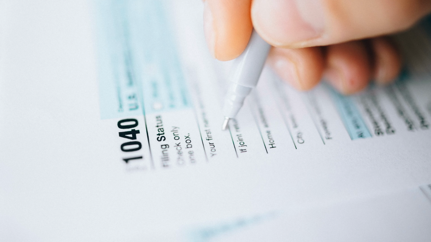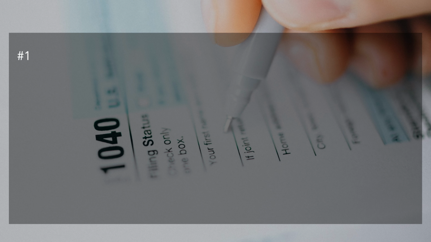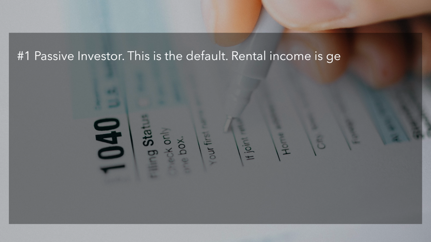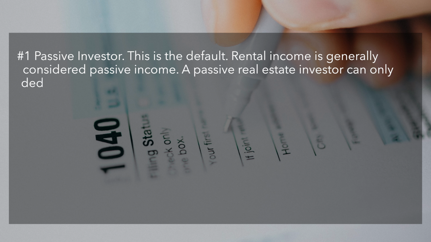The IRS puts real estate investors into three categories for tax purposes. Number 1, passive investor. This is the default. Rental income is generally considered passive income. A passive real estate investor can only deduct passive losses against passive income.